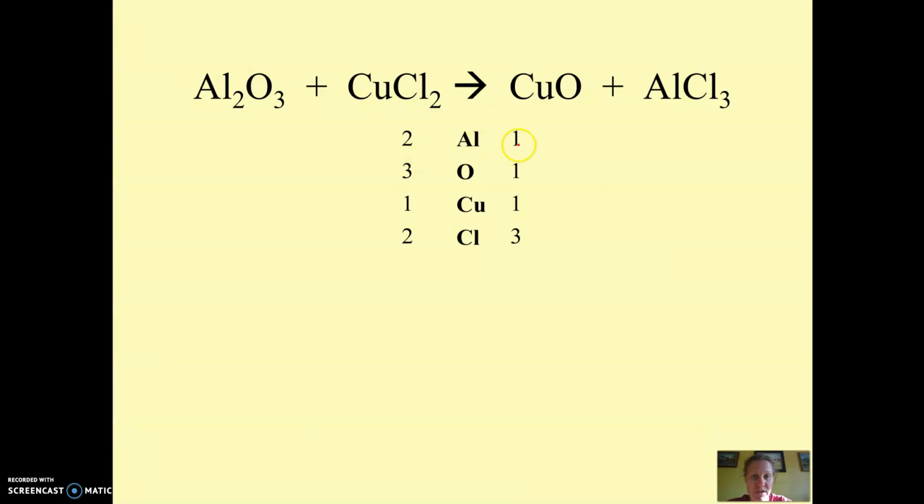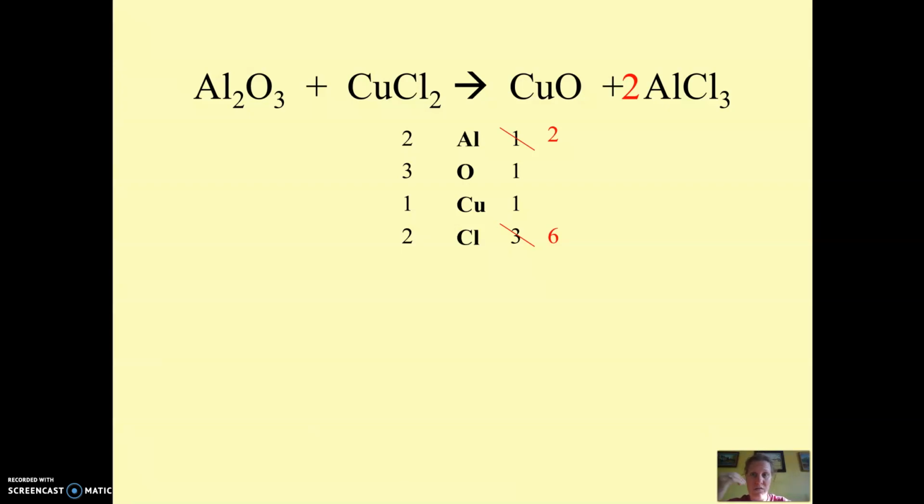So again, the first thing that's off is the Al, so I fixed that one. And then re-inventory, 2 Als, 3 Cls. So again, I fixed one thing, but I messed up the other. So then I go back and fix the thing I messed up. That's just how I do it.